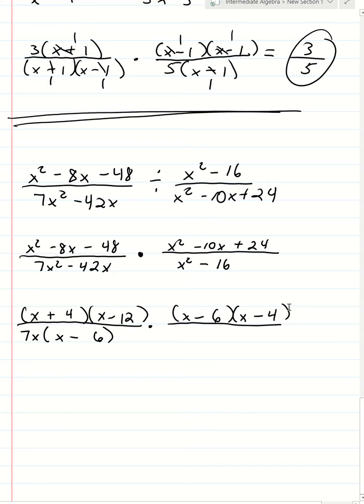And this final denominator is also factorable. It's the difference of two perfect squares, x and x, different signs. And of course, the factors of 16 would be 4 and 4.